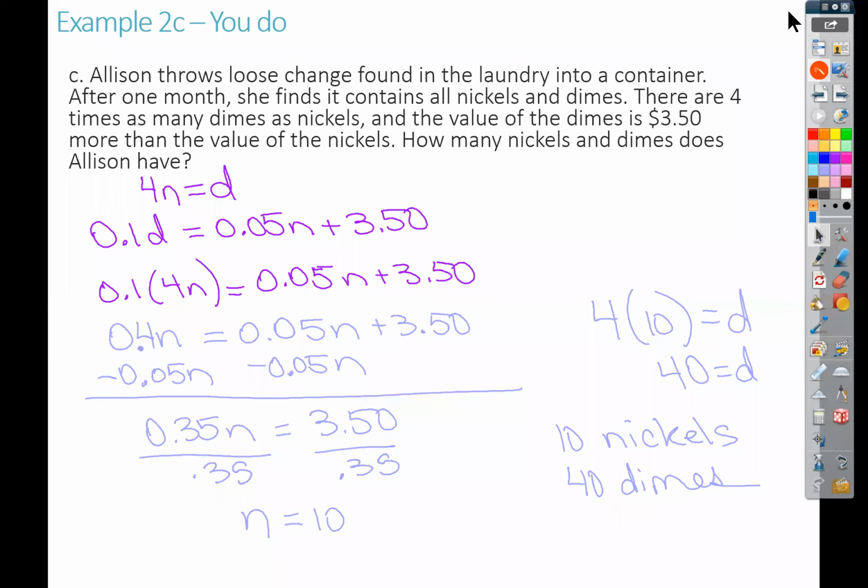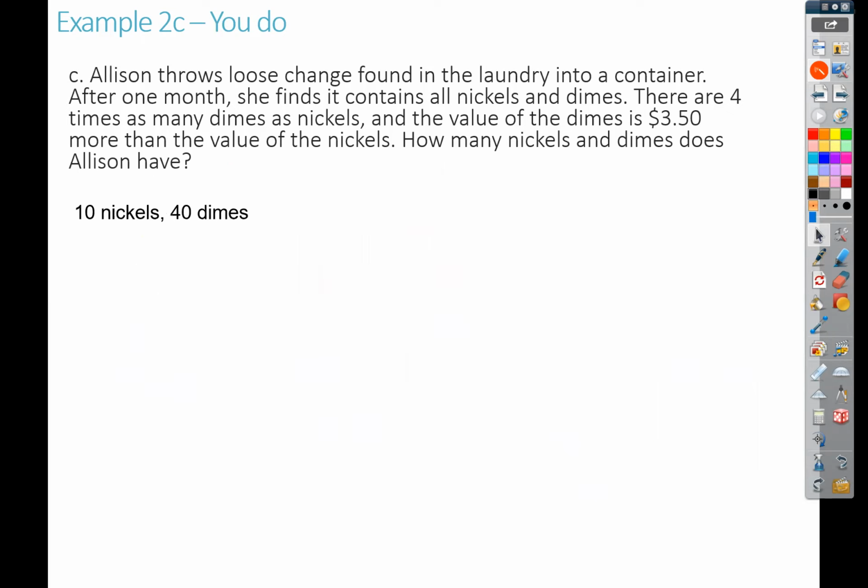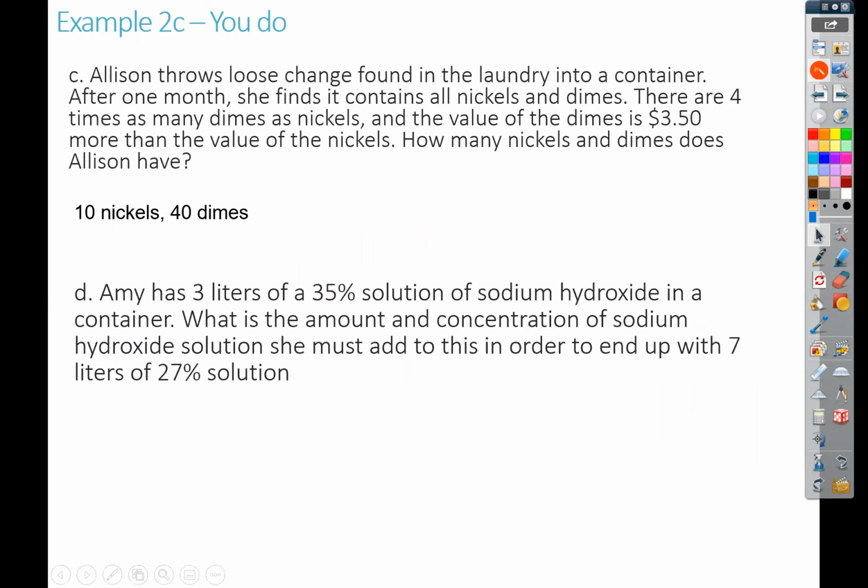Pause it. Okay, so you can see after working this out, that there are 4 times as many nickels as dimes. So to get the number of dimes, you would multiply the nickels by 4. And the value of the dimes is $3.50 more than the value of the nickels. So you have to put the value of the dimes, which is 10 cents, and the value of the nickels, which is 5 cents, plus that $3.50 more. And when you solve this, I used substitution. You get 10 nickels and 40 dimes. All right, next. Go ahead and pause, and I'm going to come back with the answer.